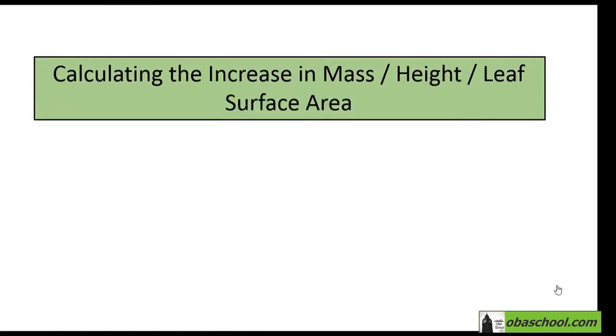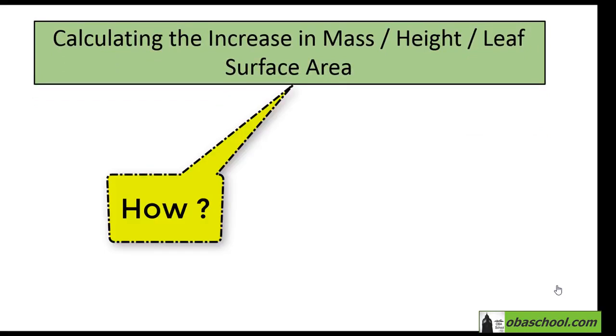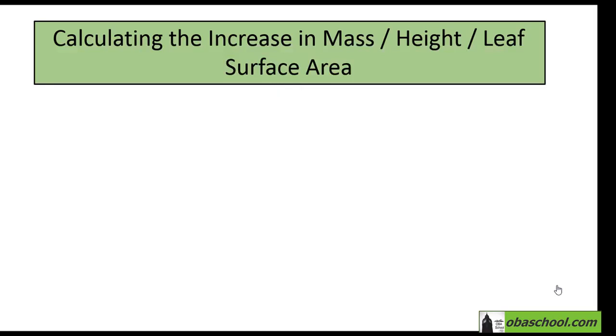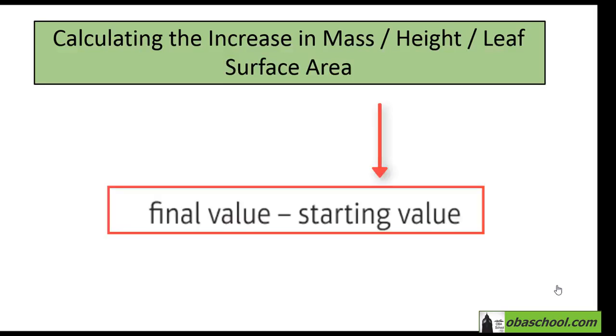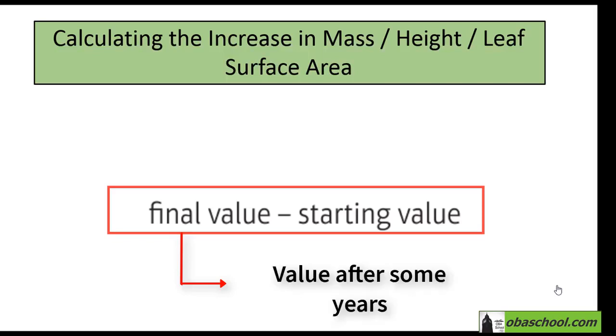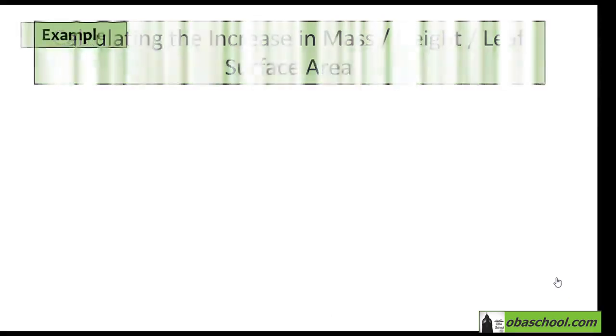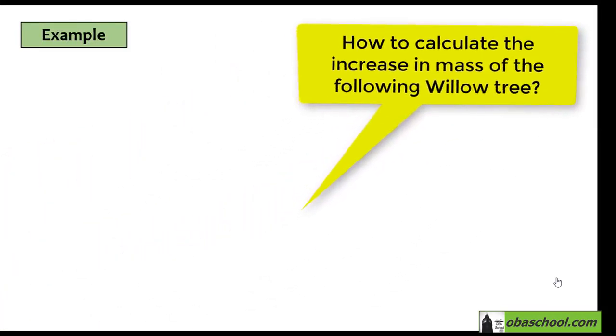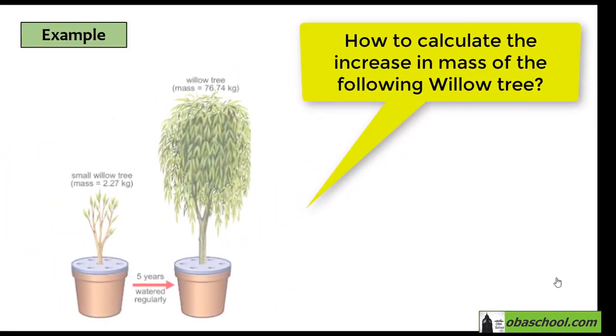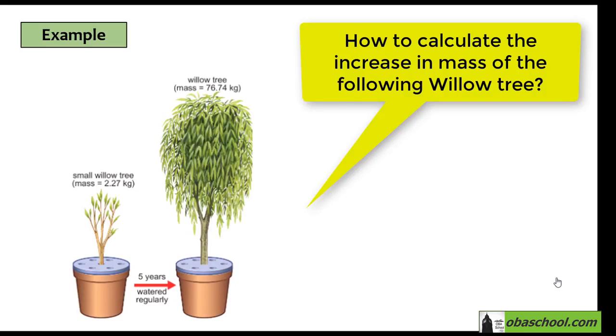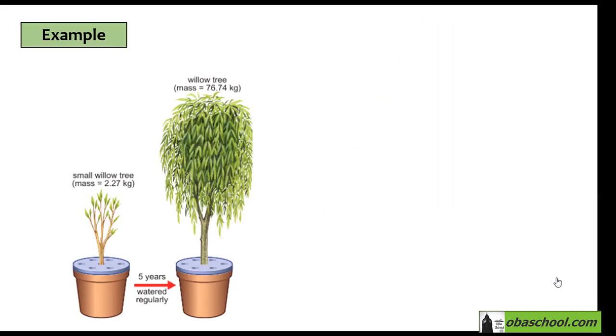How can we calculate the increase in mass, height, or leaf surface area of the plant? We can simply calculate them by subtracting the initial value from the final value. The final value indicates the value of a mass, height, or surface area of the leaves after some years. If we wanted to calculate the gain in mass of the following willow tree, we first need to identify the initial and the final values.